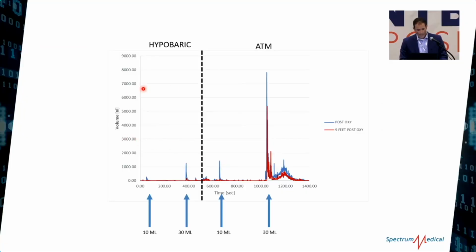When we add hypobaric to it, just looking at our oxy right here, we put 10 mLs of air in under a hypobaric state, and you see that gets mitigated pretty well. You put a big slug of 30 mLs in there, you get a little bump, and then it's able to mitigate that downstream. Under atmospheric conditions, you put that big bump in, and it lasts for a while. So you definitely get a good impact on the hypobaric side. Blue is post-oxy and the red line is 9 feet post-oxy.